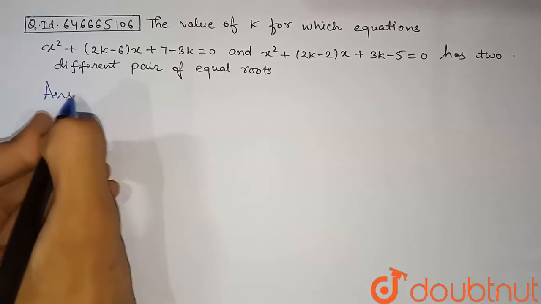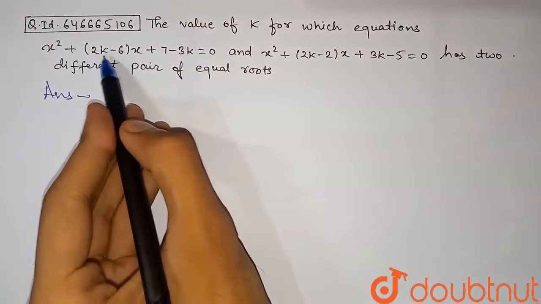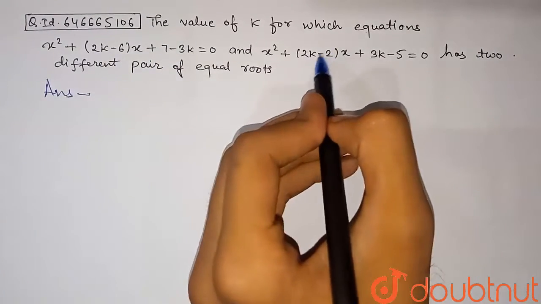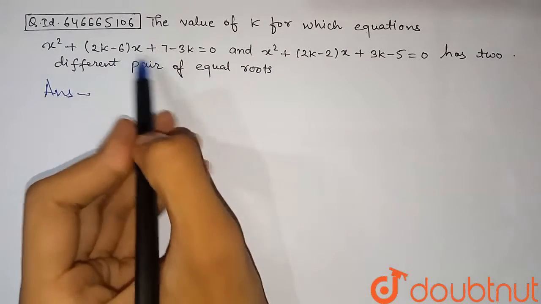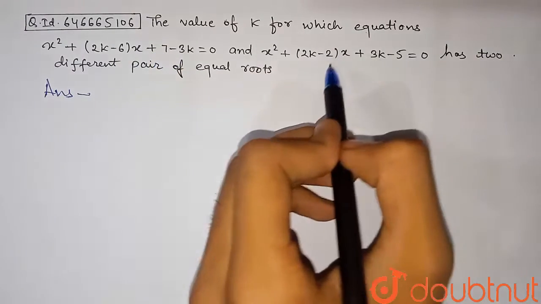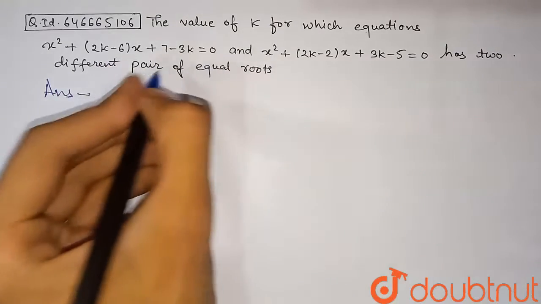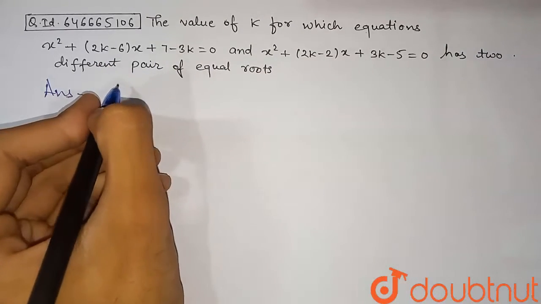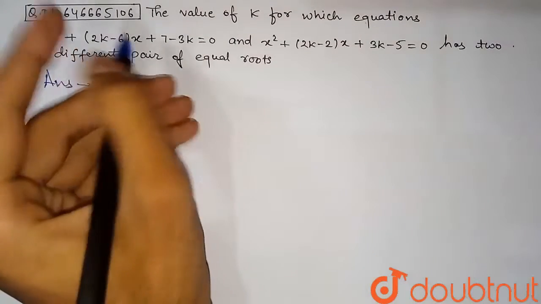So here this term, different pair of equal roots, says that this equation has equal roots, this equation also has equal roots, and that they are different. It means that the roots are not the same for both equations, but each has equal roots. So the discriminant of both equations will be equal to 0, because this is the only condition for equal roots. So we will make the discriminant of both equations equal to 0.